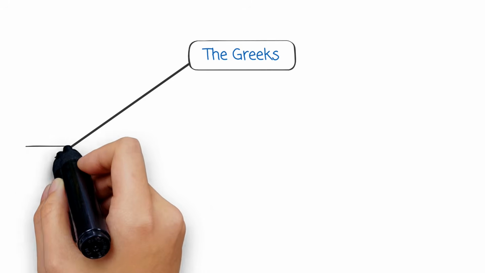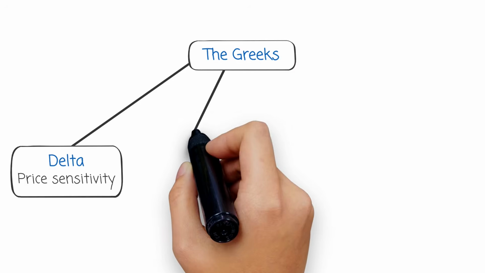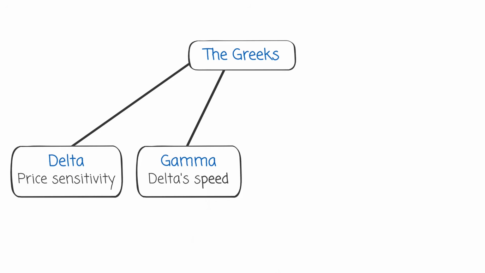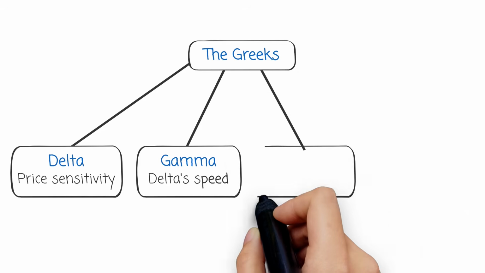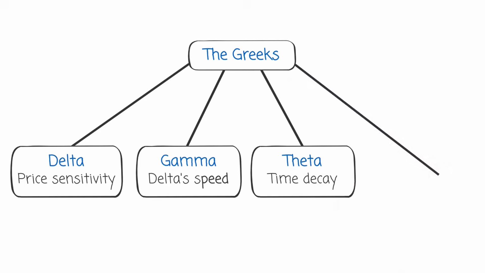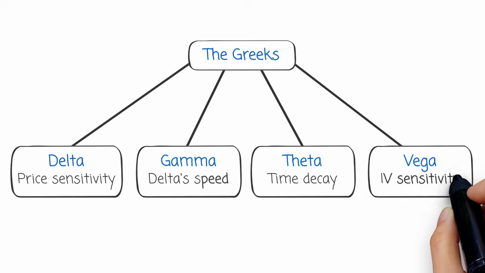Delta tells you the sensitivity to changes in the stock price. Gamma tells you how quickly your delta changes as the stock price moves. Theta is your time decay, or how much value the option loses each day. And Vega is your sensitivity to changes in implied volatility. Each Greek isolates one specific risk. Once you can read them, you'll know exactly how your position should behave before the market even opens.